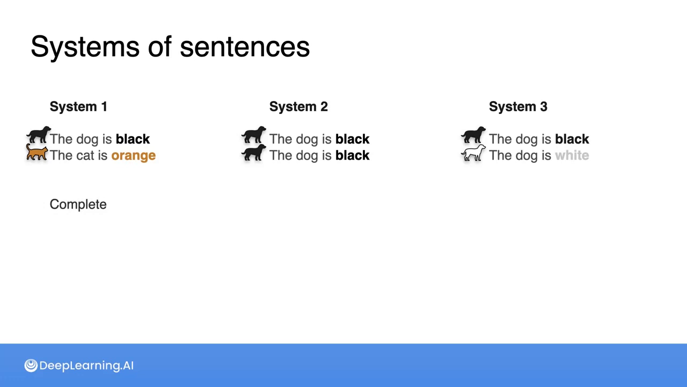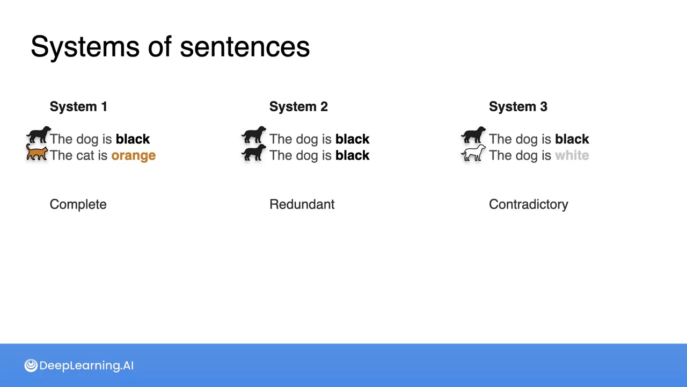System 2 is a bit less informative as it has two sentences, but they're exactly the same. Therefore, the system only carries one piece of information, even though it contains two sentences. The sentences here repeat themselves, and therefore the system is called redundant. And finally, system 3 is strange as the sentences contradict each other. This is because the dog can't be black and white at the same time. Remember that we have one dog and it can only have one color. So the system is called a contradictory system.